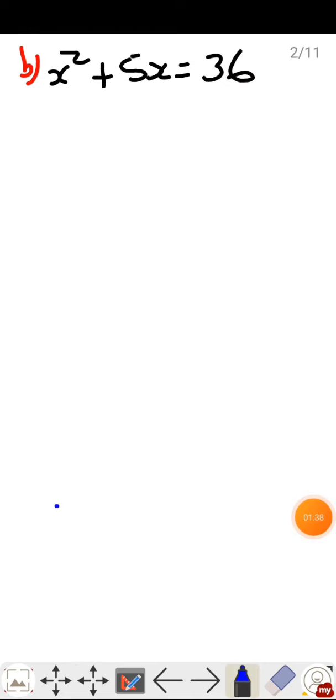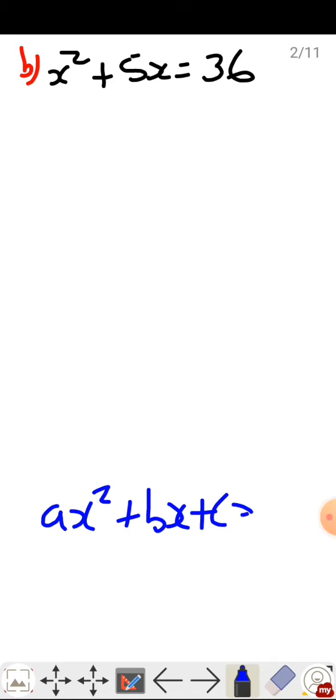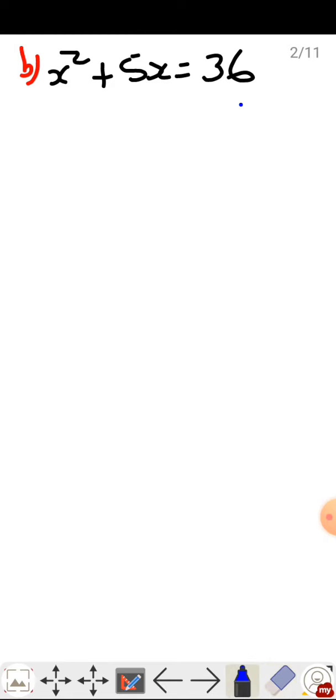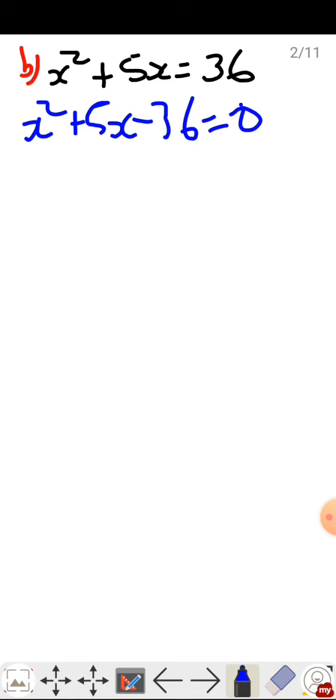So we'll look at the other example. So guys, remember your quadratics have to be in this format. Okay, ax squared plus bx plus c. So our quadratic there isn't in that format, so the 36 has to go to the other side. There it's positive and the other side will be negative. Okay, so now you can start solving.